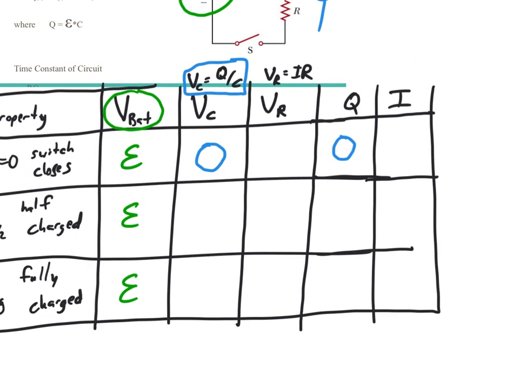Which is the EMF. Since that's our voltage for the resistor, that means the current will be equal to the voltage across the resistor divided by the resistance, which is going to be the EMF divided by the resistance. One time done, two to go.